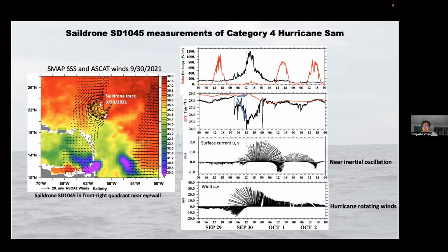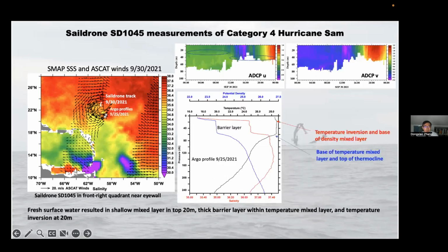It is further found that the drop of SST was coincident with the enhanced near-inertial rotating currents that were forced by the rotating hurricane wind. We assume the Argo float profile on September 25th provides the background information of the surface and subsurface ocean before the hurricane. It shows the shallow temperature inversion at the base of the density mixed layer at about 20-meter depth. The base of the temperature mixed layer and top of thermocline was at 60 meters. So in between, there was this thick barrier layer.